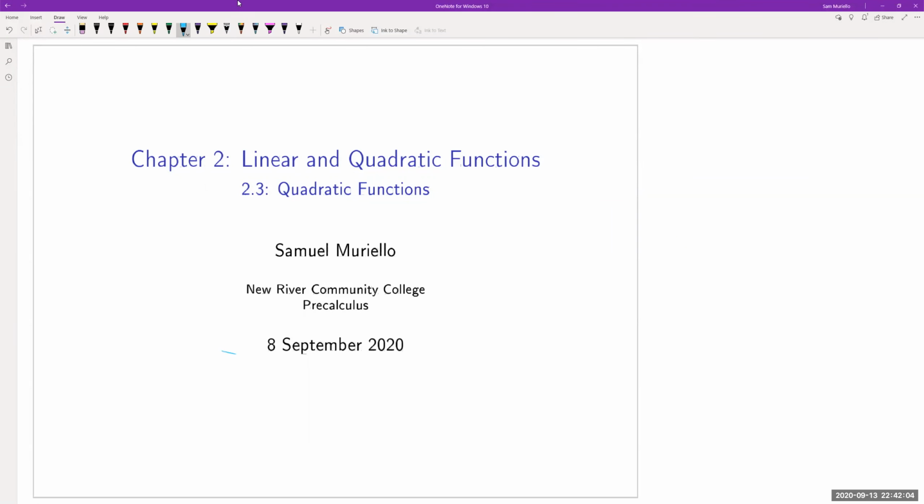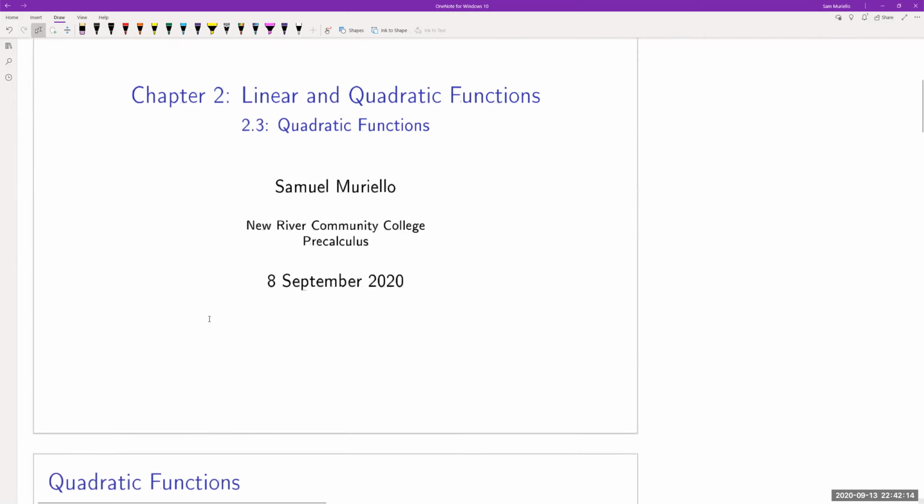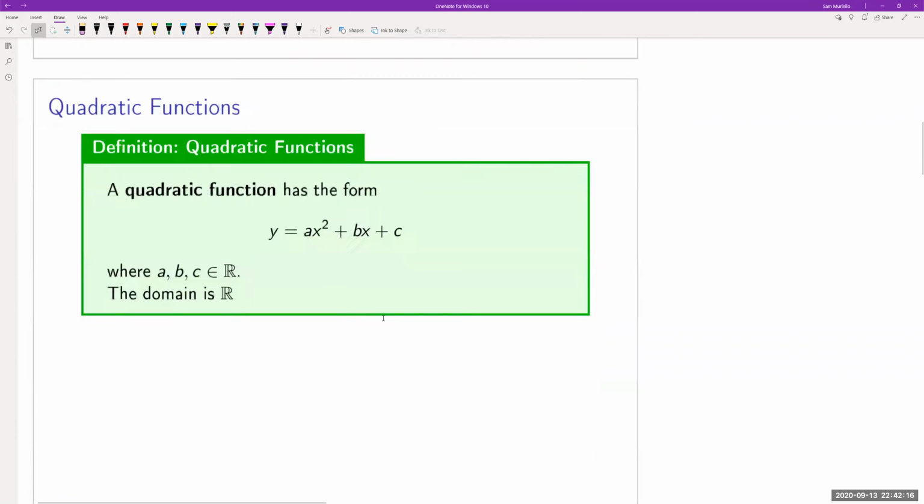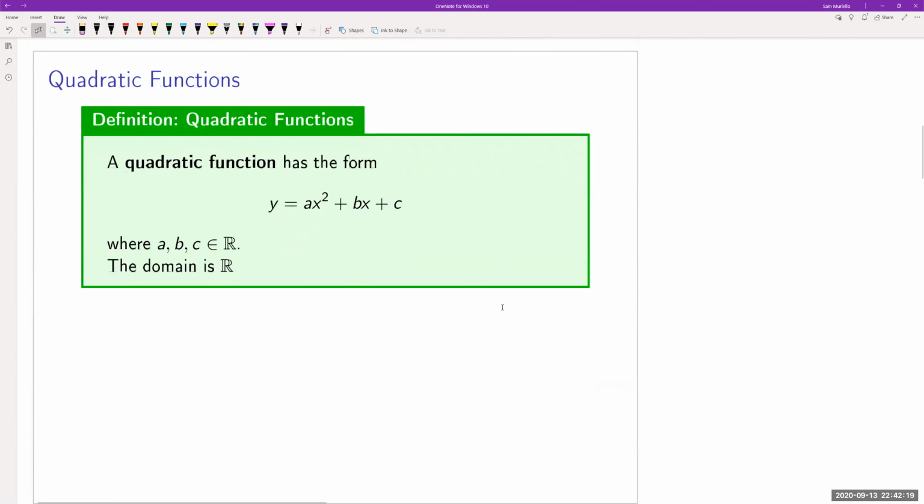Okay, welcome back. Today we're going to continue Chapter 2, Linear and Quadratic Functions, taking a look at 2.3 with quadratic functions. Now, a quadratic function is a second-degree polynomial. So the typical form is ax squared plus bx plus c. A, b, and c are real numbers, and the domain would be all real numbers. Any value of x would be allowed to be an input here.